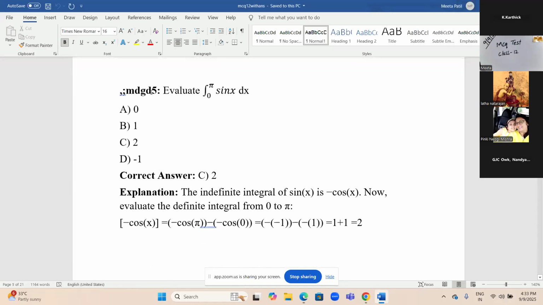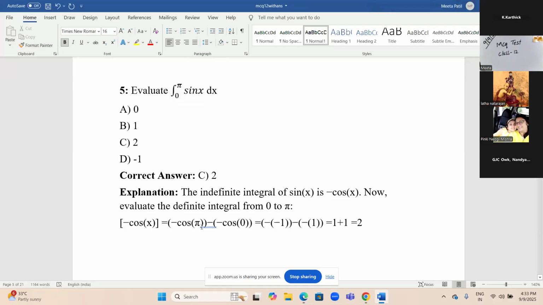Okay, so similarly you will have the next question, which again comes under integration. Evaluate the integral from 0 to pi of sin x dx. So already you know the integration of sin x, that is minus cos x, and the limits given here are 0 and pi. First you have to substitute the value of pi because that is the upper limit here.